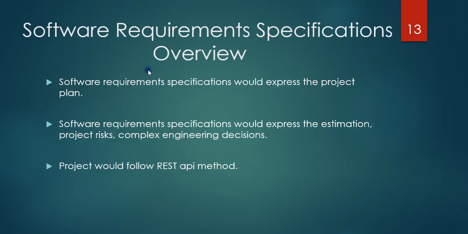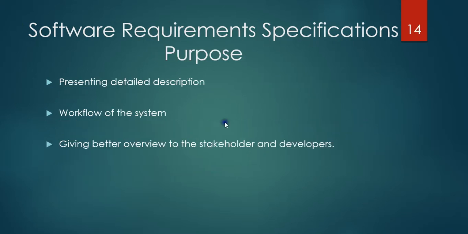Now we will see the overview of the system requirement specification. It expresses the project plan, and it also expresses the estimation, project risk, and complex engineering decisions. For this, we will follow the REST API method. Now we will see the purpose of software requirement specifications. It provides a realistic basis for integrating, estimating product cost and risk.